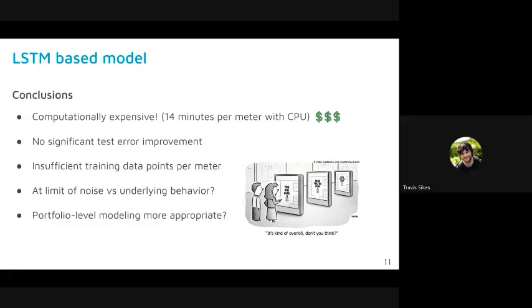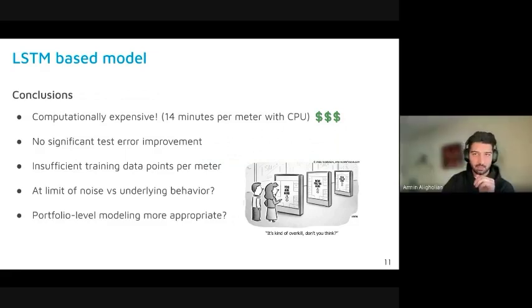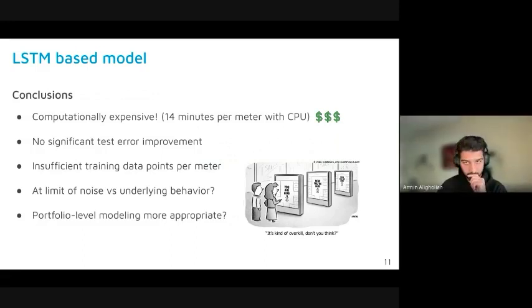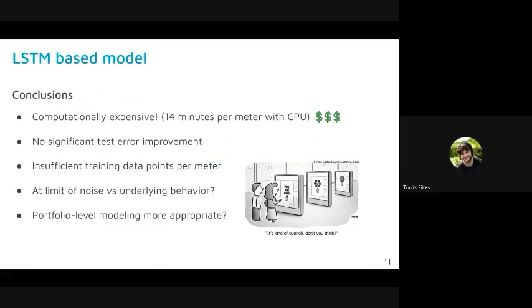Yep. So you mentioned no significant test error improvement. What was the test error improvement at the population level? 1 or 2% better than ElasticNet? Yes, than ElasticNet. Okay. And you also mentioned insufficient training data points, and that you were doing 365 instead of the 8760. Did you do both of it? Can you tell more?